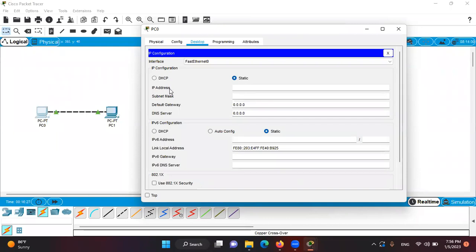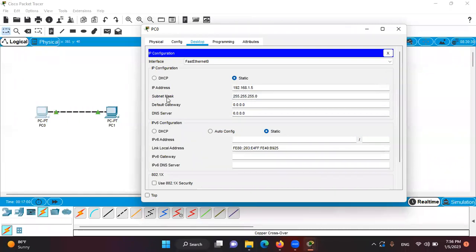So we have to provide the IP address. I'm going to type 192. An IP address is just a number, right? You can give any number. Again, when I click here, there is the subnet mask.